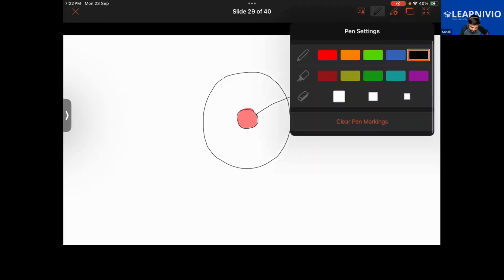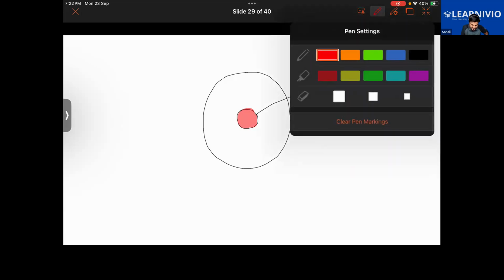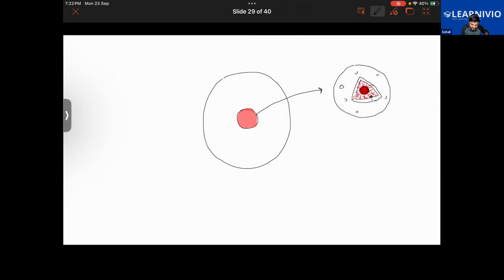Now when we look inside the nucleus, there are some thread-like structures like this. These are the thread-like structures that are present in it. These thread-like structures that are present inside the nucleus are called chromosomes. They are chromosomes.